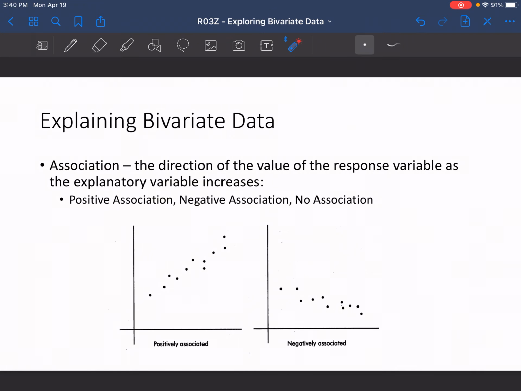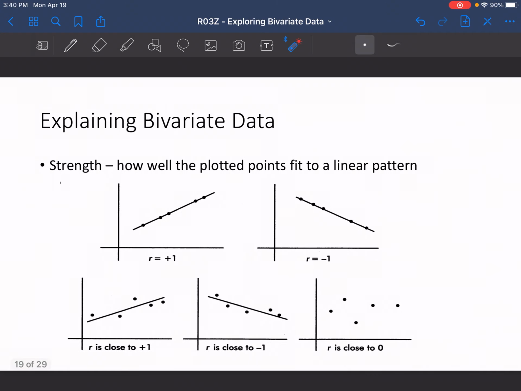There's also such a thing as association when we're looking at scatter plots. So the direction of the value of the response variable as the explanatory variable increases. If you have a scatter plot that looks like it's trending upwards, that's going to have a positive association. One that trends downward is going to have a negative association, whereas if you have data kind of all over the place, or it's going in a straight line across, that's going to have no association in this case.